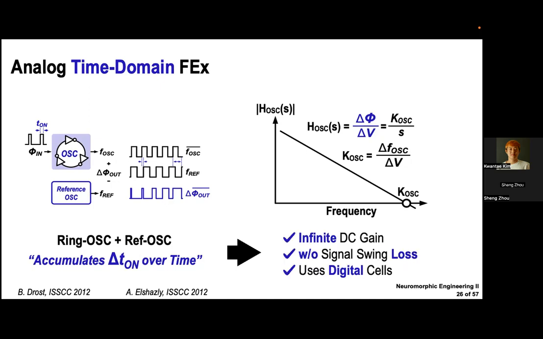And it has infinite DC gain because it just goes over and over, and it accumulates over and over as long as this oscillator is oscillating. It doesn't suffer from signal swing loss, and it uses digital cells, which is the most important thing. That means it can benefit from technology scaling.